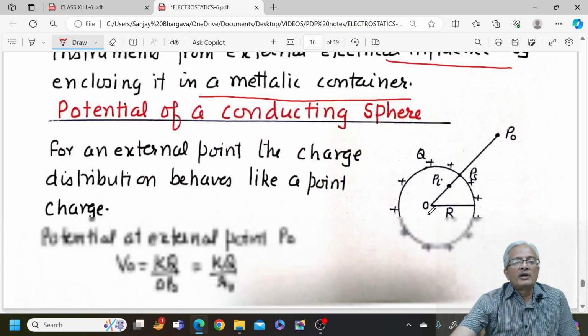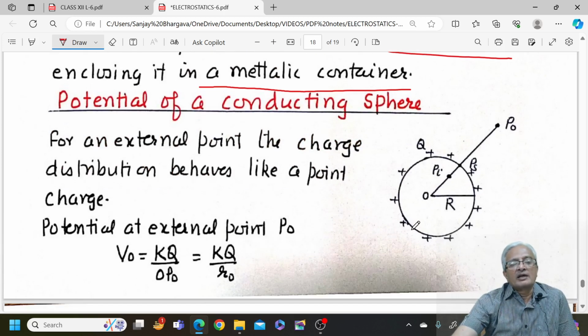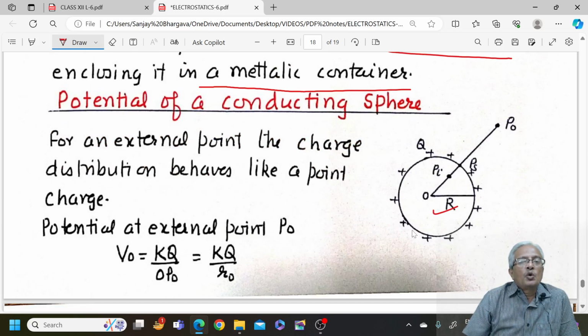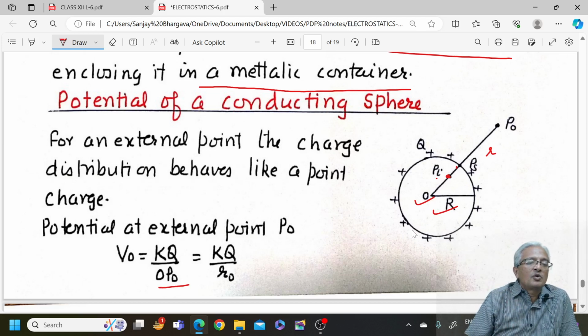Now we need to calculate the potential of a conducting sphere. We have a sphere of radius r. O is the center of the sphere. The distance of the point inside the conductor is OPi. On the surface it is equal to the radius, and for the external point it is equal to r0. Now for an external point, the charge distribution behaves like a point charge. So we can directly write the potential as kq upon OP0, which is r0 here.